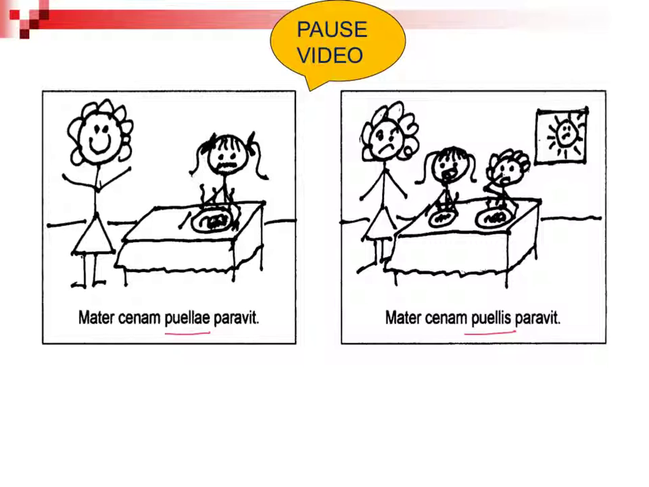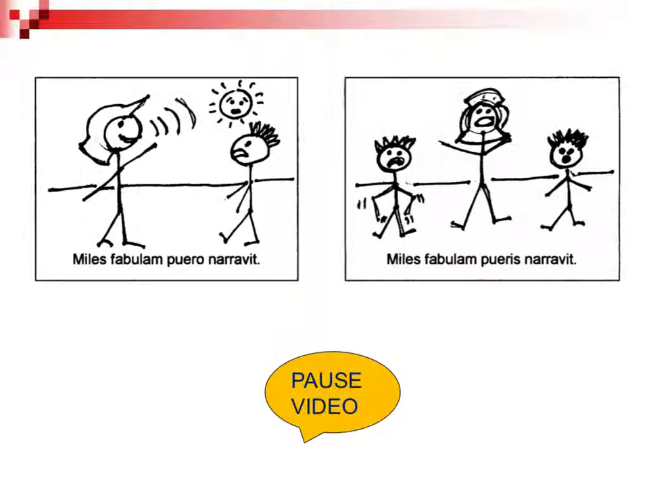Good. The mother prepared dinner for the girl. And the other one, the mother prepared dinner for the girls, dative plural. So here we're using the for translation. Again, for their benefit. Alright, same idea. Pause the video, underline the datives, and give a translation.